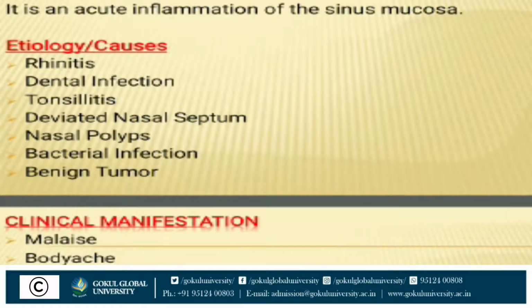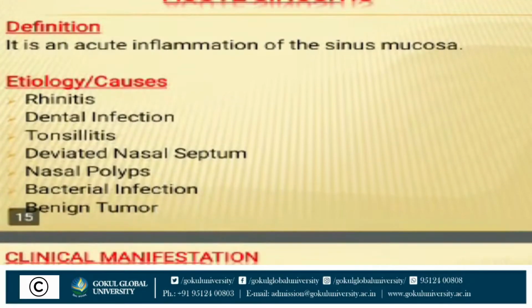tonsillitis, deviated nasal septum. Deviated nasal septum is a condition in which the nasal septum, the bone and cartilage that divides the nasal cavity, is displaced to one side. Then nasal polyps. Nasal polyps are painless benign growths in the lining of the nose, and bacterial infection. This type of causes is responsible for acute sinusitis.